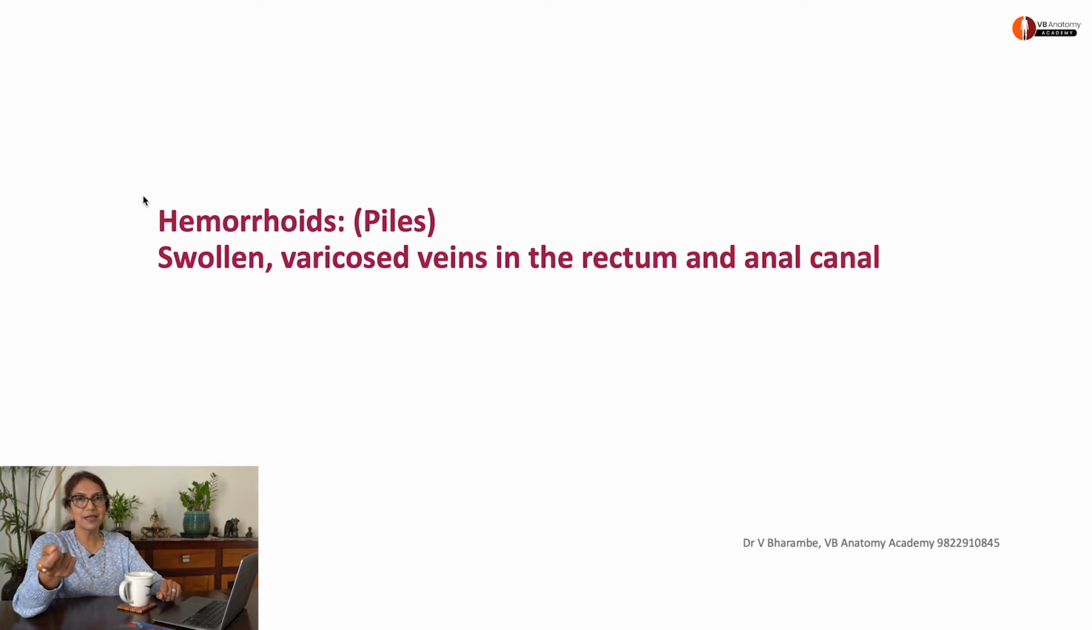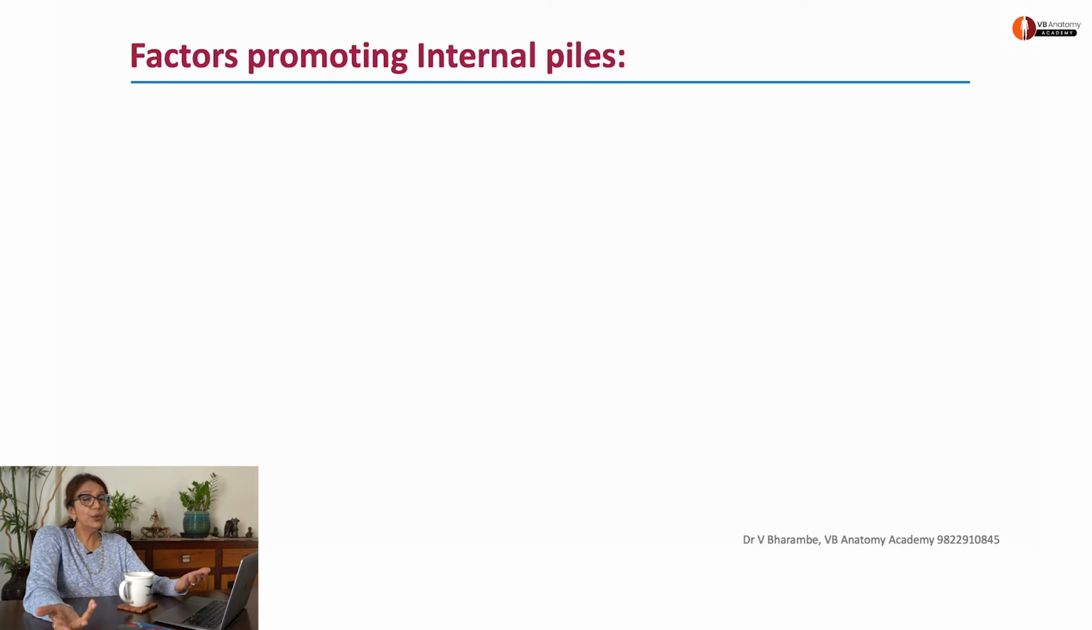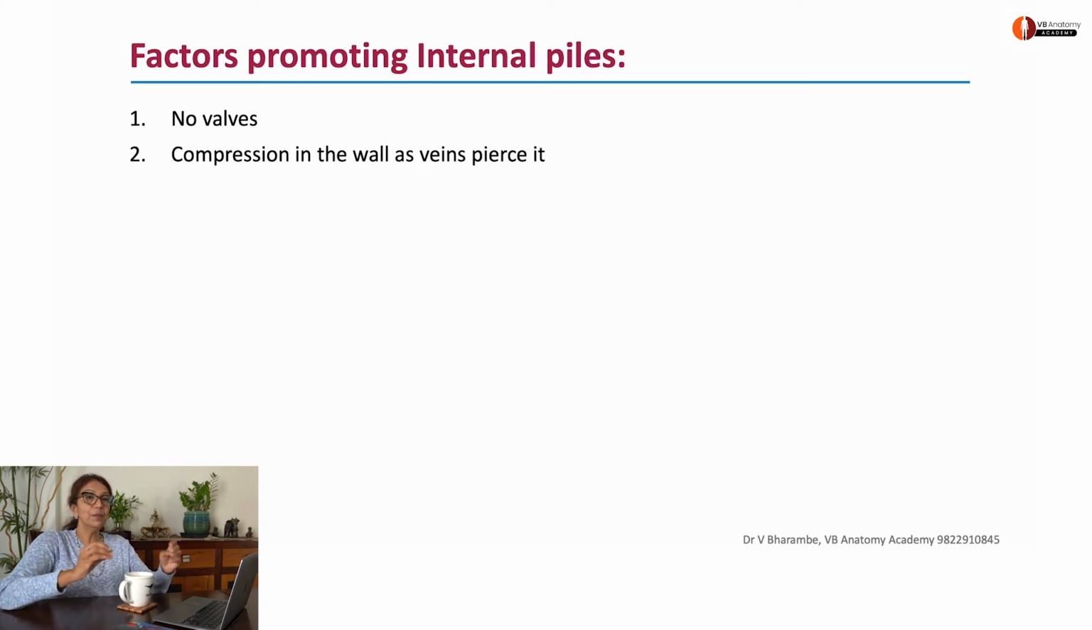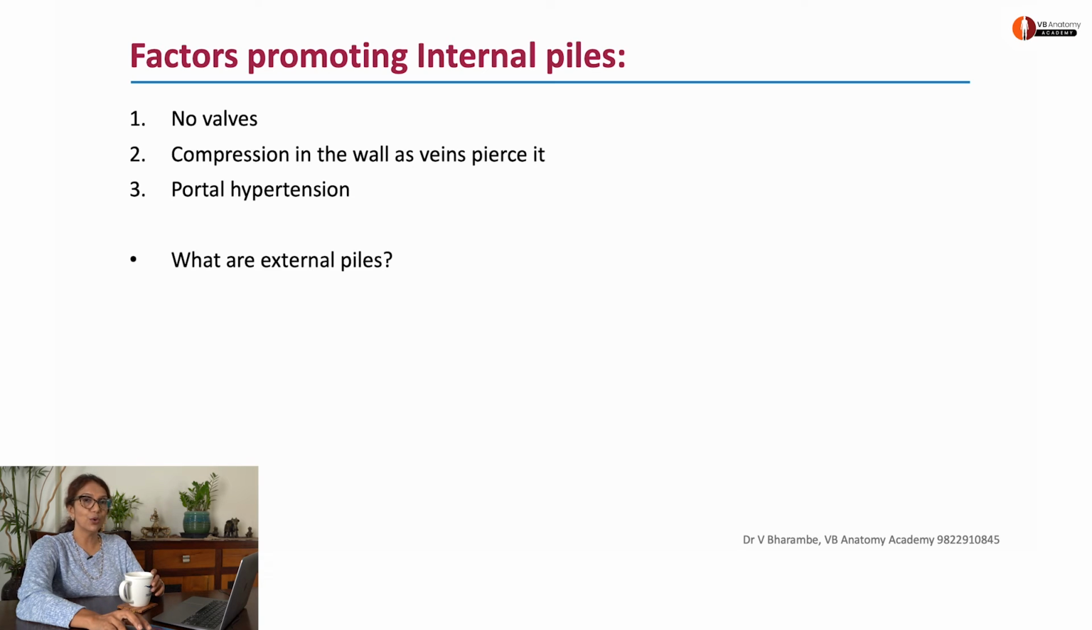So let's briefly ask ourselves, what are piles or hemorrhoids? Hemorrhoids are swollen varicose veins in the rectum or anal canal. Why do they form there? Why not somewhere else? They form here specifically because they are going against gravity without the help of valves. There are no valves here. They are piercing the wall of the rectum posteriorly, so that when you put a lot of pressure, the veins get compressed here. And portal hypertension itself is a major mechanism. It has to push blood against the portal mechanism, resulting in a lot of stasis in veins, resulting in varicosity.